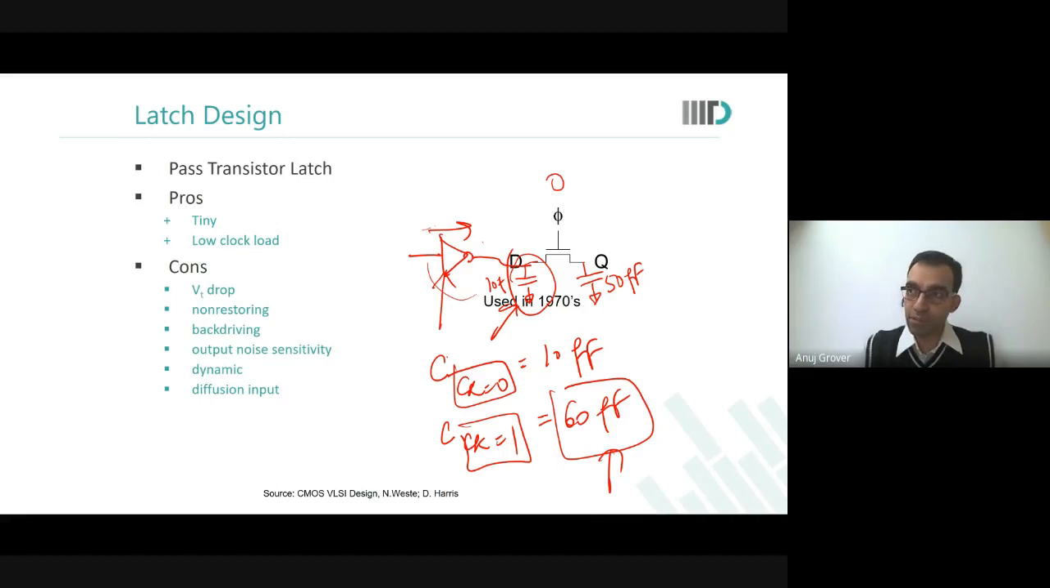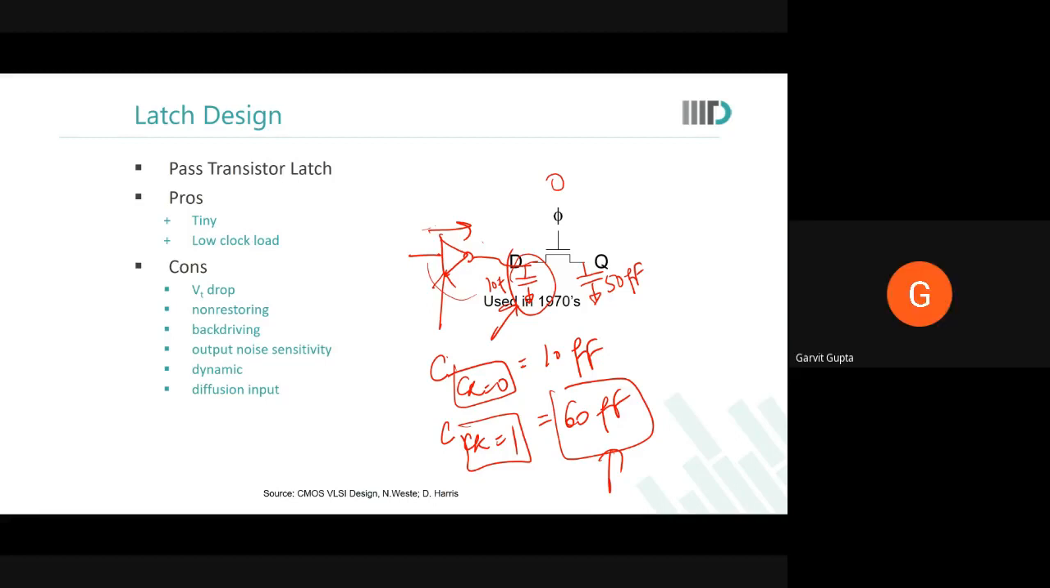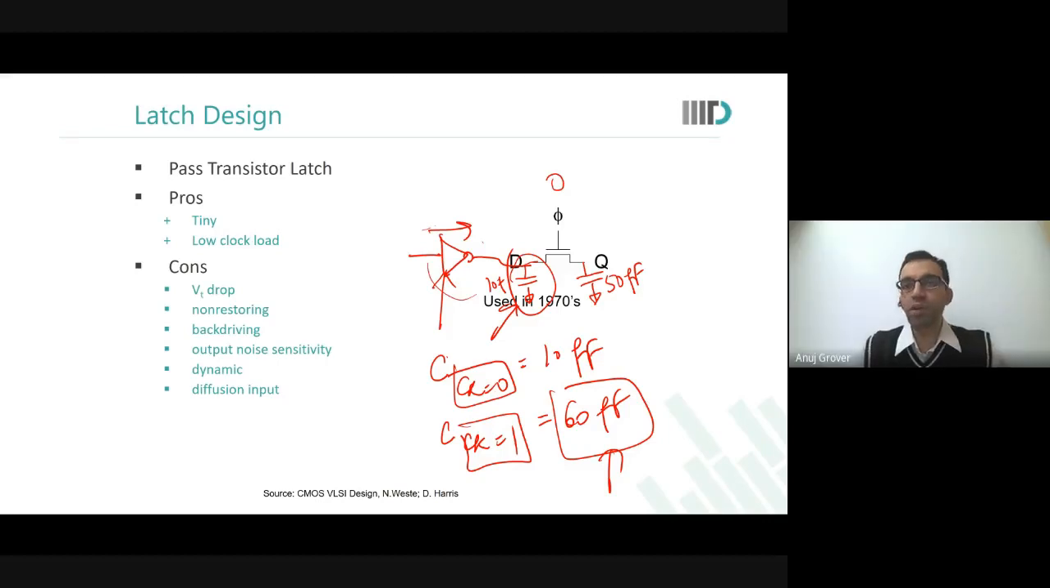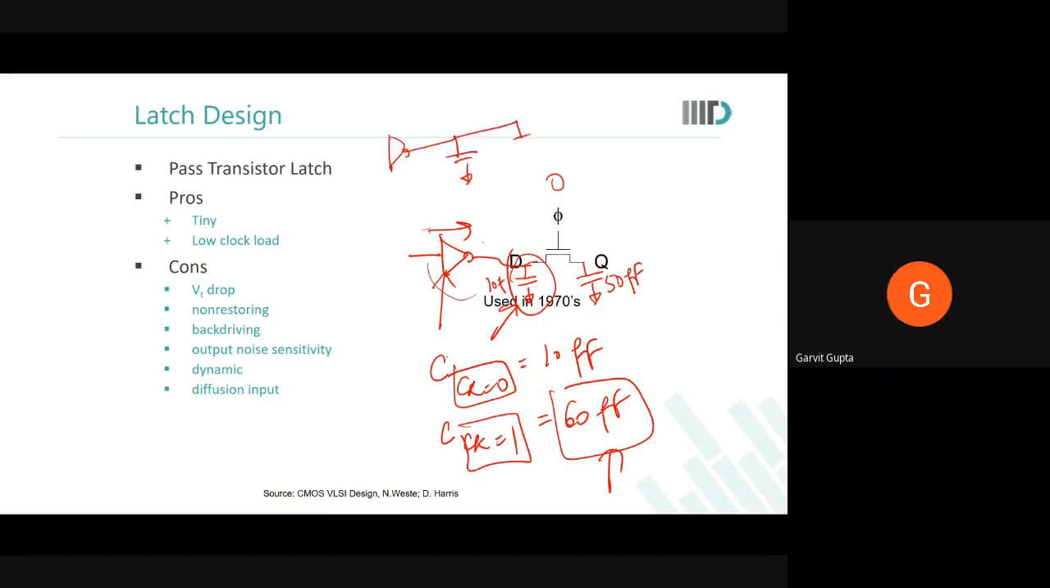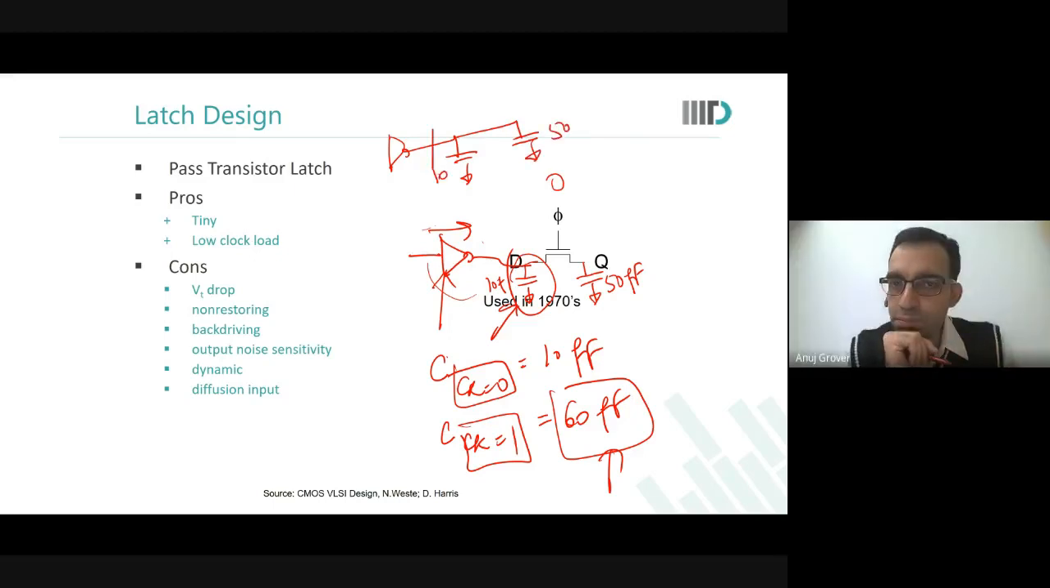Are you able to see this? So why there will be 60 femtofarad capacitance when clock is equal to 1? Okay, you tell me. When clock equals to 1, what is this equivalent circuit like? Okay. है ना? Yes, sir. So it is 60 femtofarads.